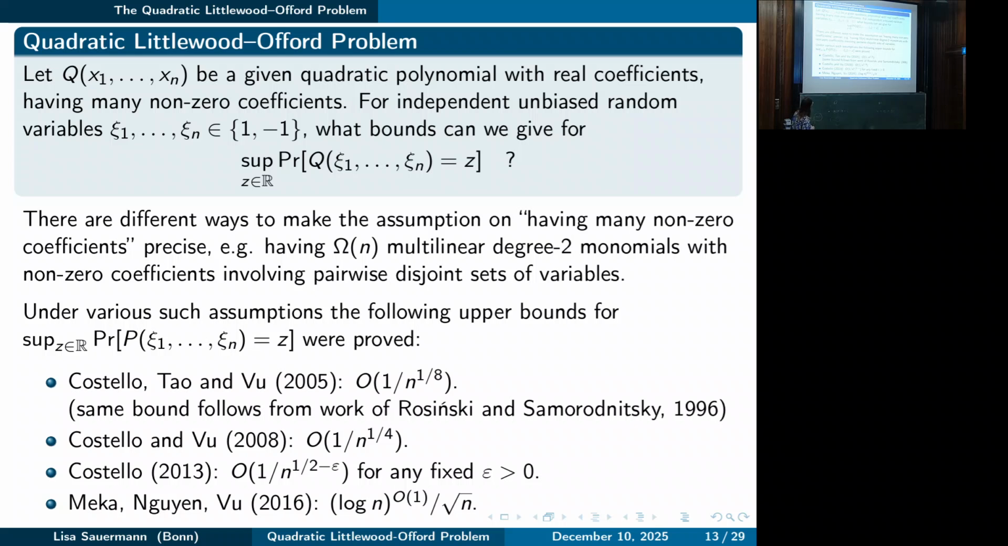The same bound actually also follows from work of Rosinski and Samorodnitsky from 1996, but that was unknown to them at the time; there were different communities and they weren't really aware of each other. Then Costello and Vu improved this bound to a constant times 1 over n to the 1/4, so the exponent was improved from 1/8 to 1/4. Then a bit later, Costello proved an exponent which was almost a half: 1 over n to the half minus epsilon for any fixed positive epsilon.